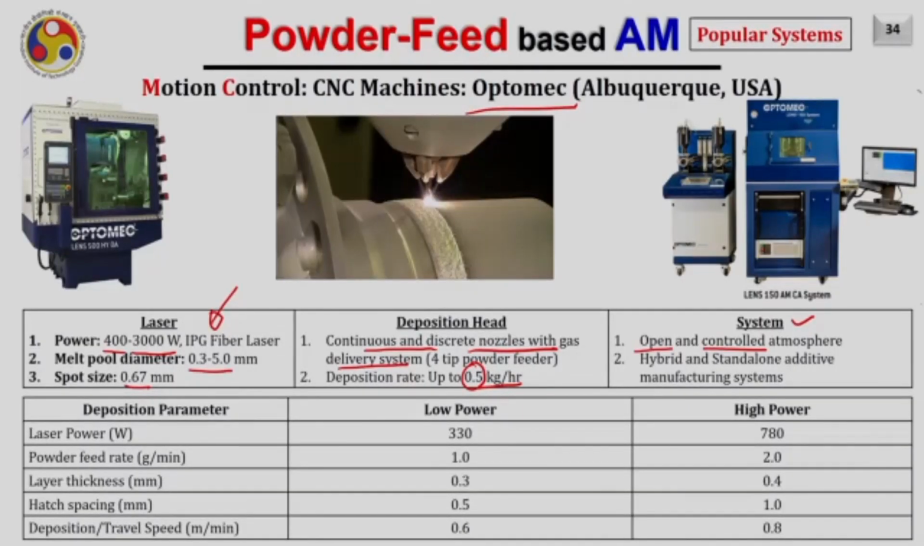Also, they provide hybrid and standalone additive manufacturing systems. The hybrid system has a provision of milling the component immediately after deposition. This summarizes the parameters available for their machines.